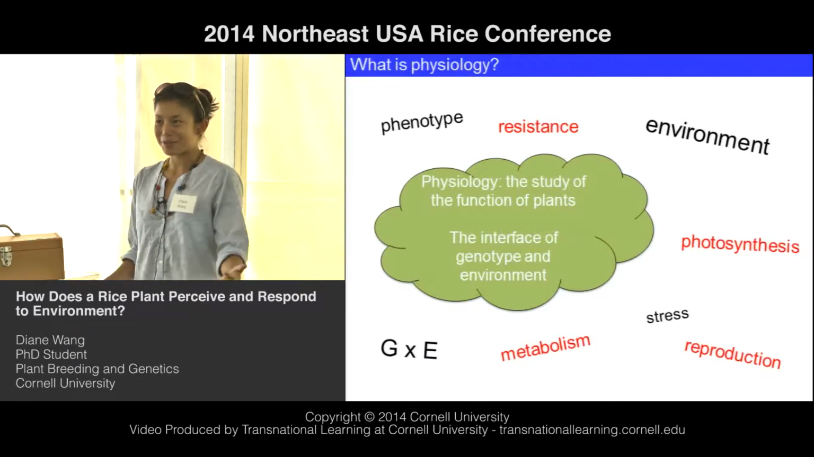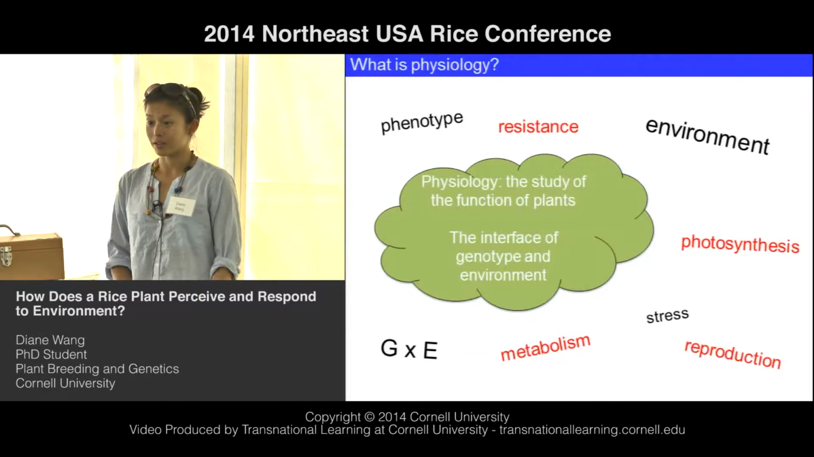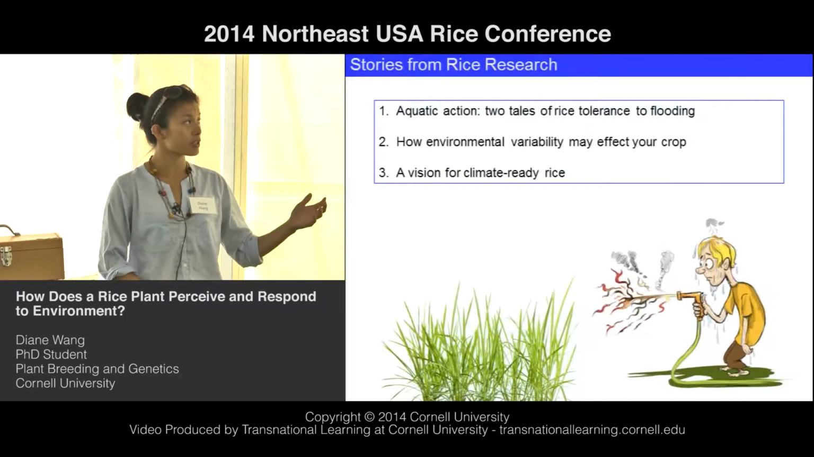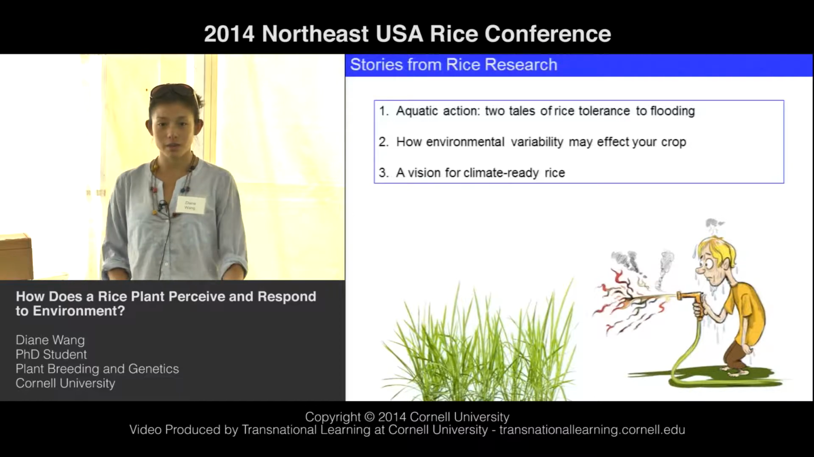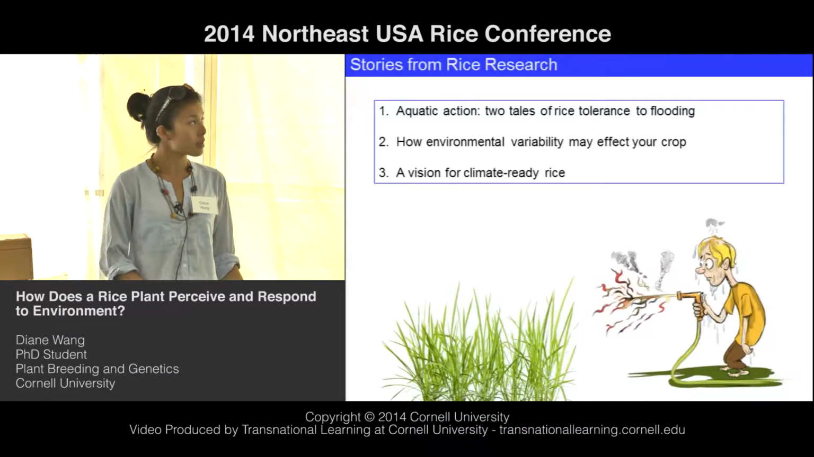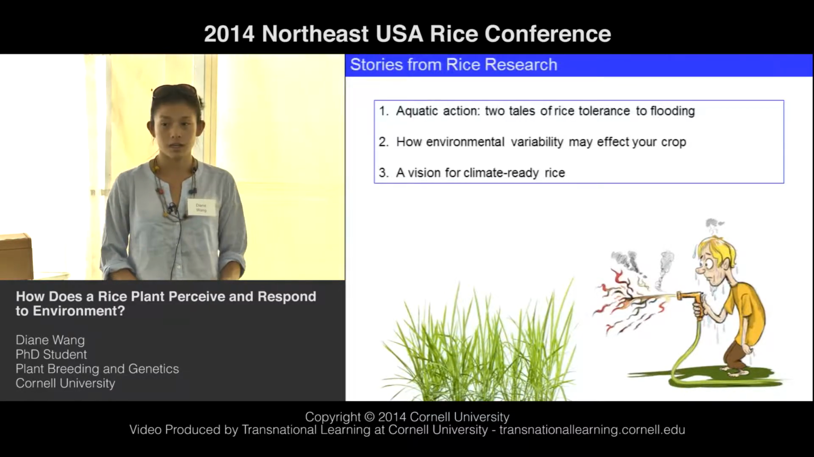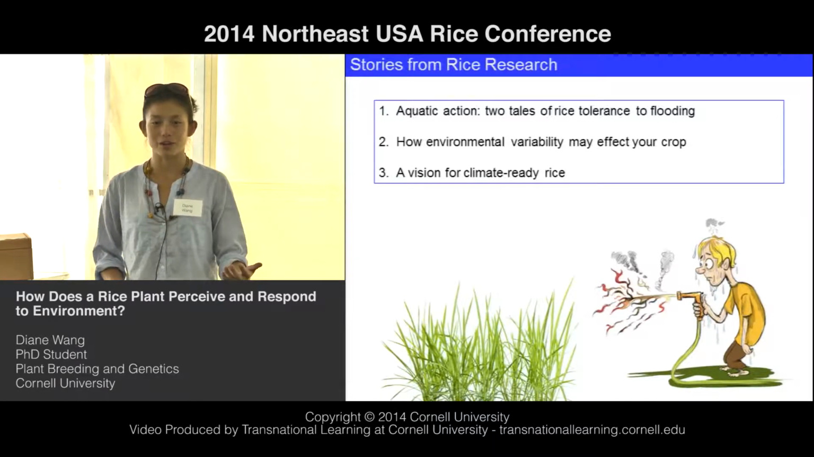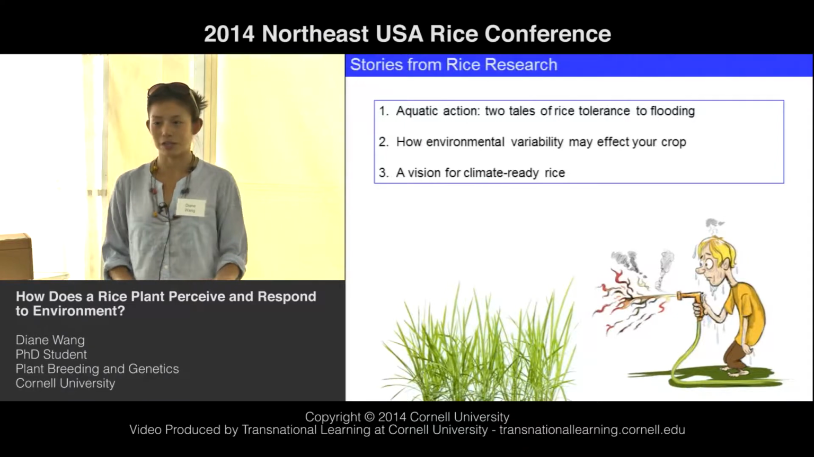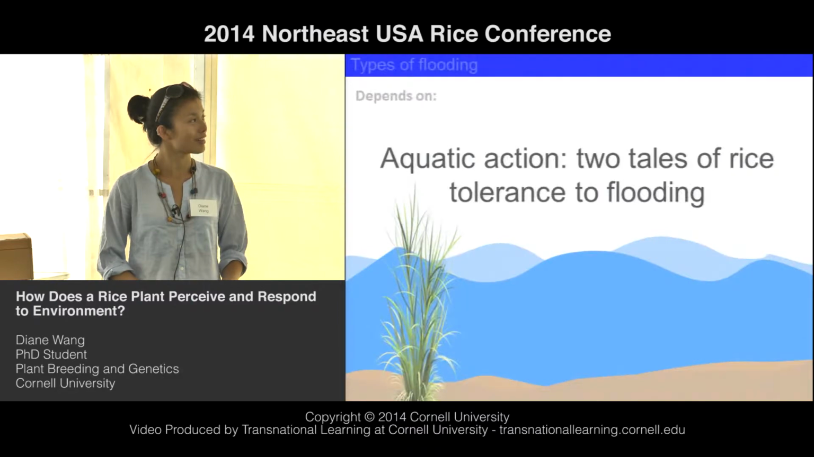And so I had a really hard time trying to figure out what I wanted to share with you today. So I decided on three stories. The first, I'll talk about two tales of rice tolerance to flooding, because water management is really important in growing rice. Secondly, I'd like to discuss how environmental variability may affect your crop. And third, Susan asked me to share a vision for rice for future climates. And so we'll start with the water.